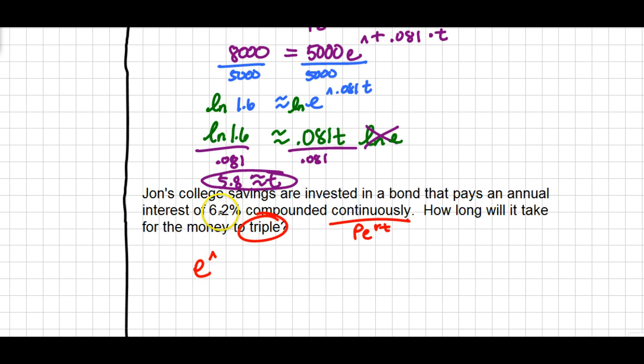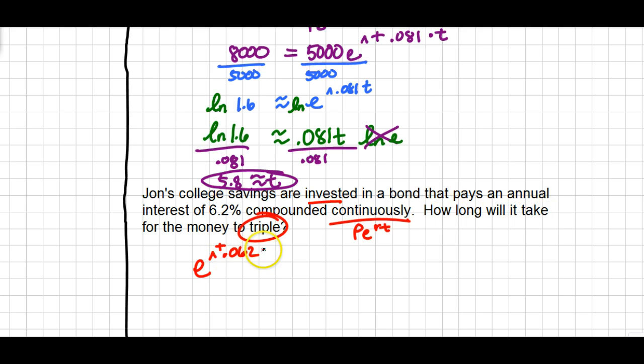We're going to raise e to the percent, changed to a decimal. I've got to decide if it's growing or decaying. If it's growing, it'll be positive. If it's decaying, I'll need to make it negative. And it's paying money to him. He's investing, so that should grow, so I want a positive number there.